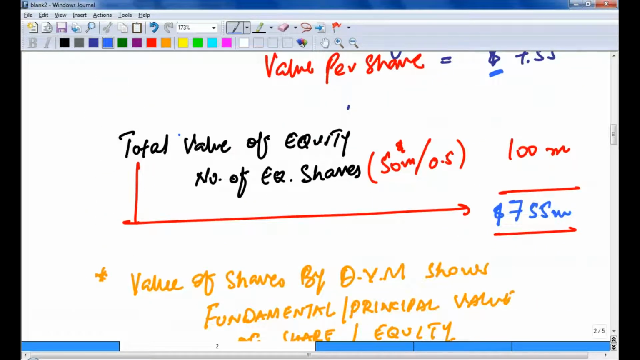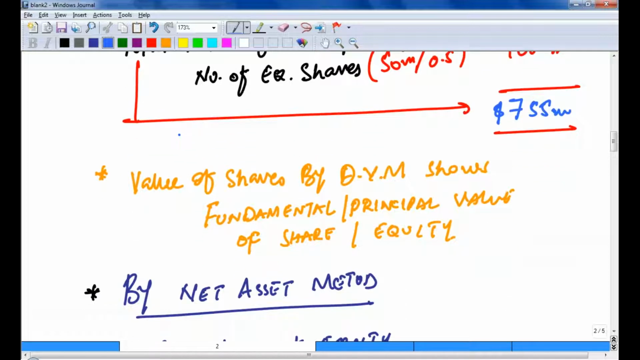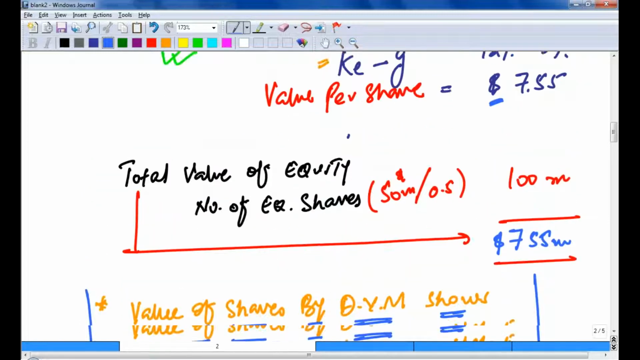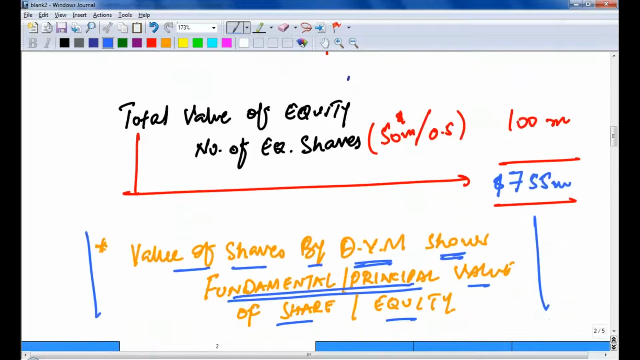Number two, candidates, for your knowledge, this is very important and relevant for the exam as well. Value of share by DVM shows the fundamental or principal value of share or equity. Yes, the actual share price may differ from the principal or fundamental value, but here the discussion is not about that. It's simple how to calculate. That's all.